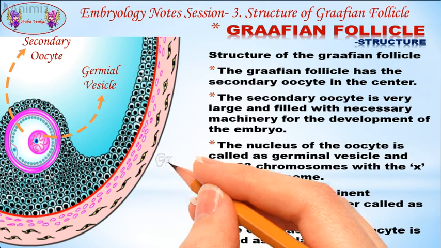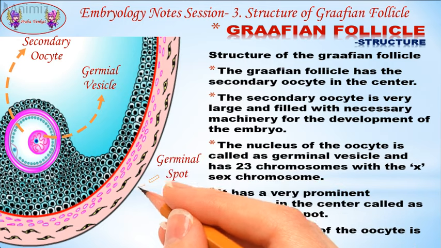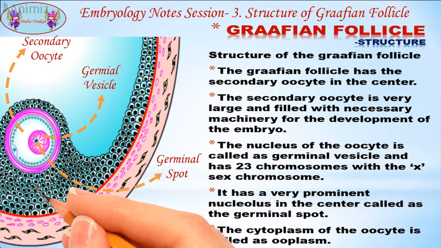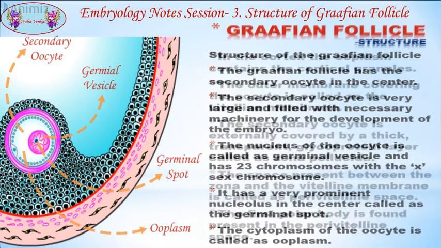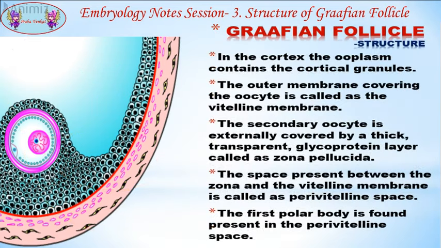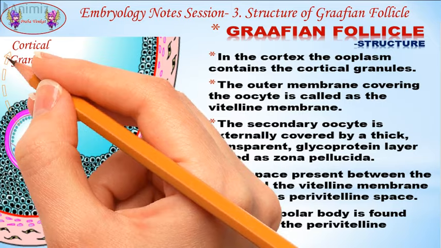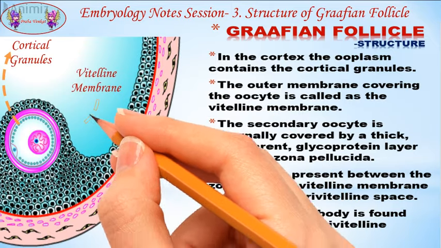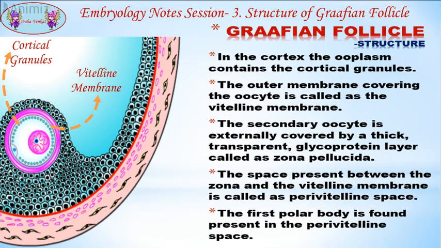It has a very prominent nucleolus in the center called the germinal spot, and the cytoplasm of the oocyte is called ooplasm. In the cortex, the ooplasm contains the cortical granules. The outer membrane covering the oocyte is called the vitelline membrane.